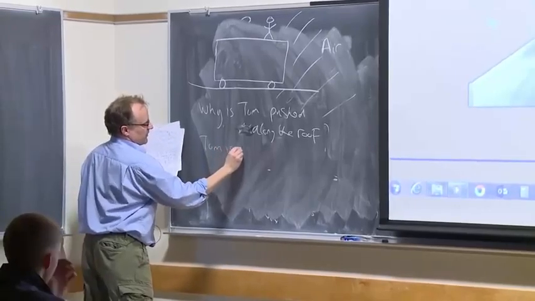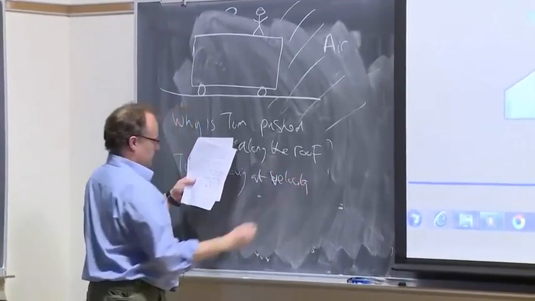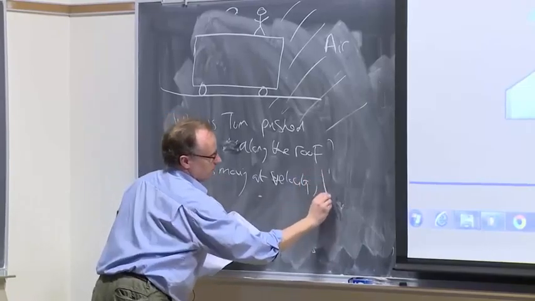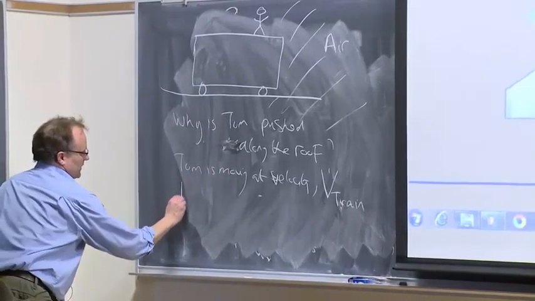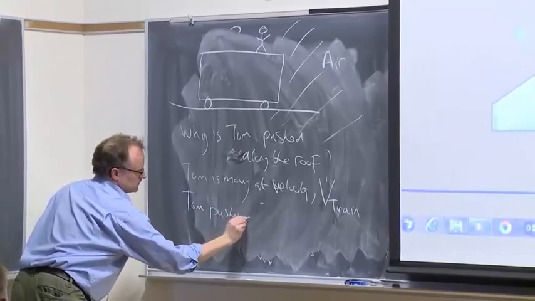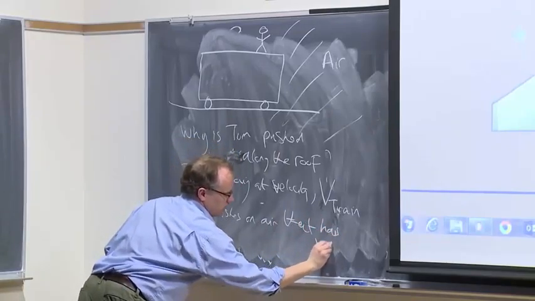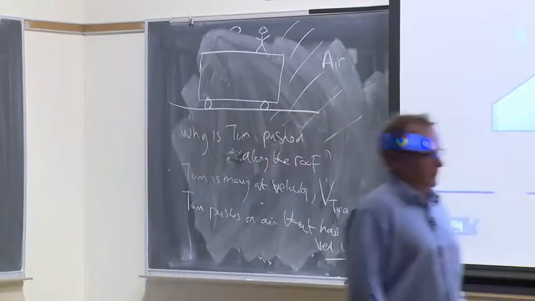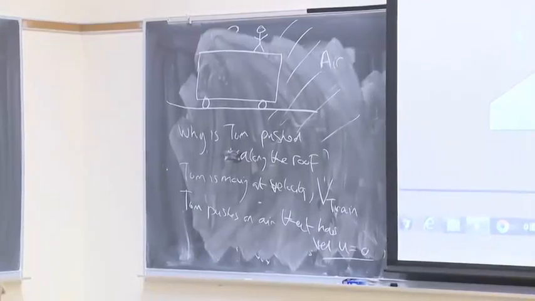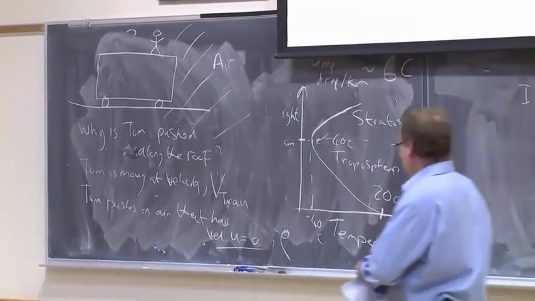Tom is moving at, we can call it a velocity if you like, of V train. Okay, he's moving at the velocity of the train and he pushes on the air. That has velocity u equals zero. Okay? So the air has a velocity zero, but the train's moving at V train. Okay? I'm going to pull this up to make it easier to see. Sorry about that. Okay.